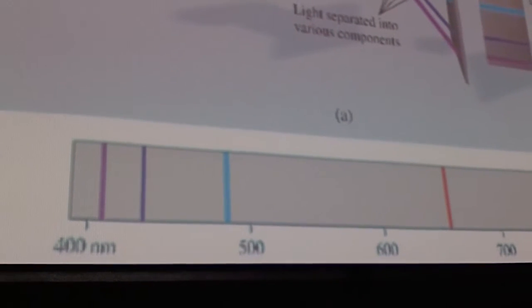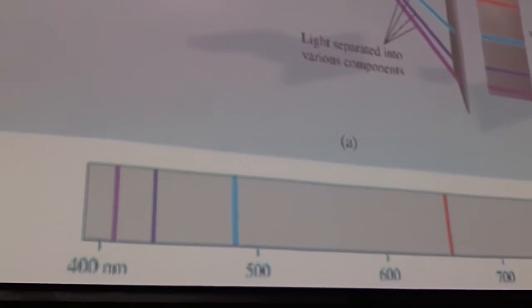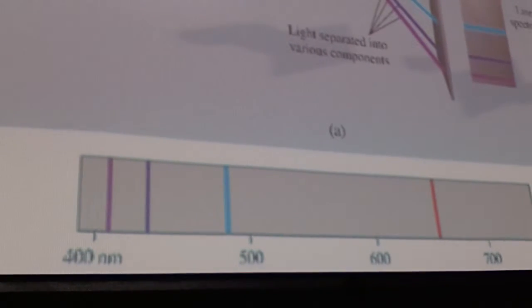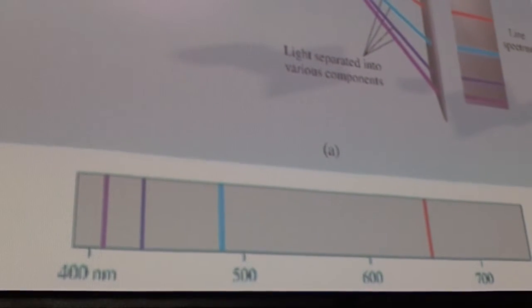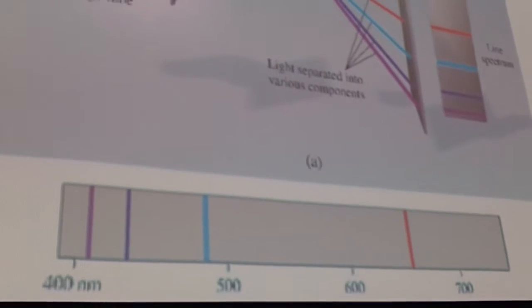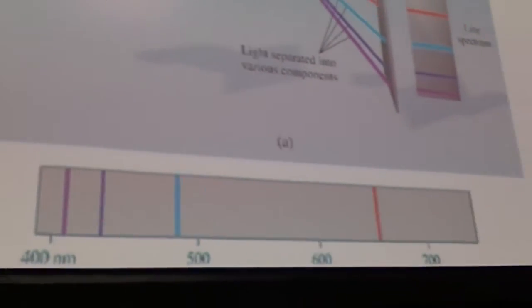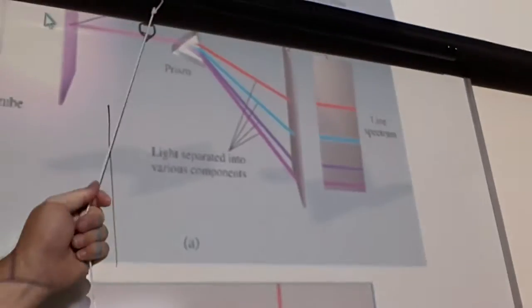Now, each one of these is representing specific amounts of energy being absorbed by electrons. So this is what Niels Bohr observed when he excited hydrogen gas and looked at the line spectrum. So let's take a look at what exactly is happening here. All right, we'll leave that up there for the time being.